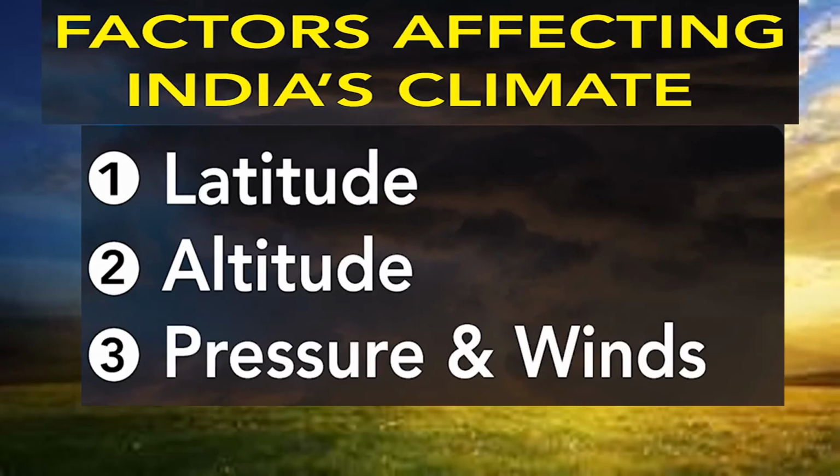Now let's look into the factors that affect the Indian climate. There are three factors. First one is latitude, the second one is altitude, the third one is pressure and winds. Pressure and winds are again subdivided into pressure and surface winds, upper air circulation, western cyclonic disturbances, and tropical cyclone. Now let's look at them one by one.